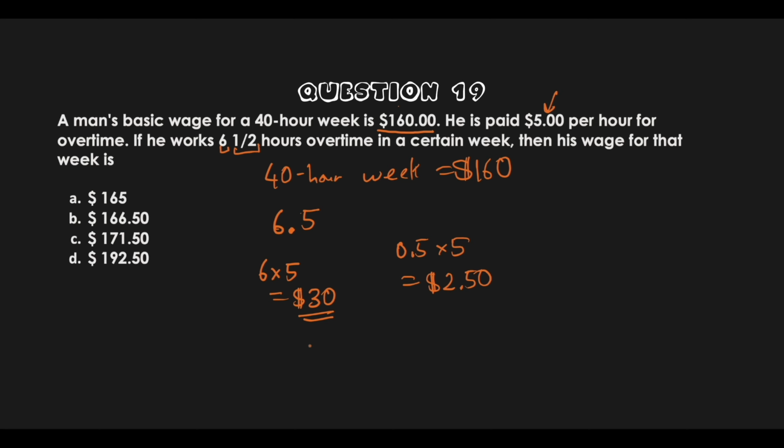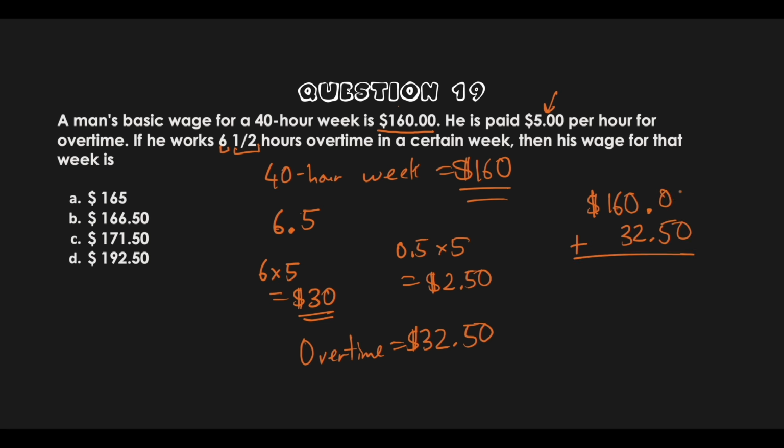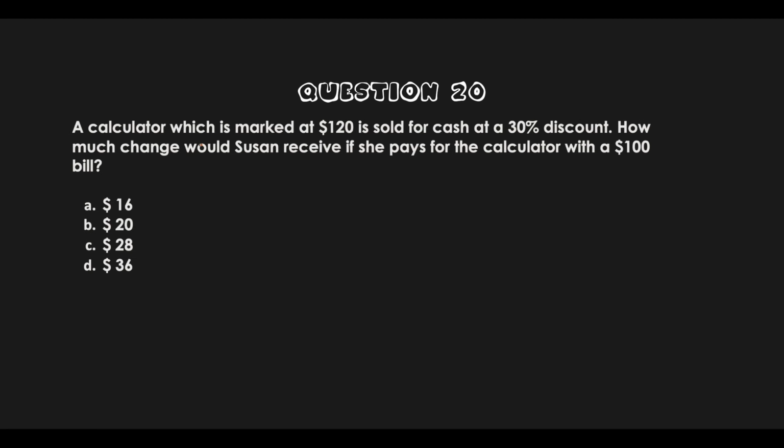So together his overtime would be $32.50. If we add that now to his overall base pay, it would be $160 plus the $32.50. So we just fill this up here. So then we'll have 50 cents, and 0 plus 2 is 2, 6 plus 3 is 9, 1 plus nothing is 1. So therefore his pay would be $192.50.